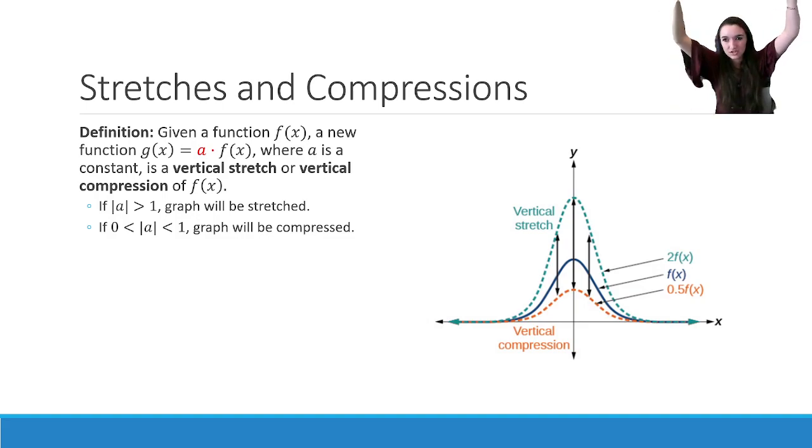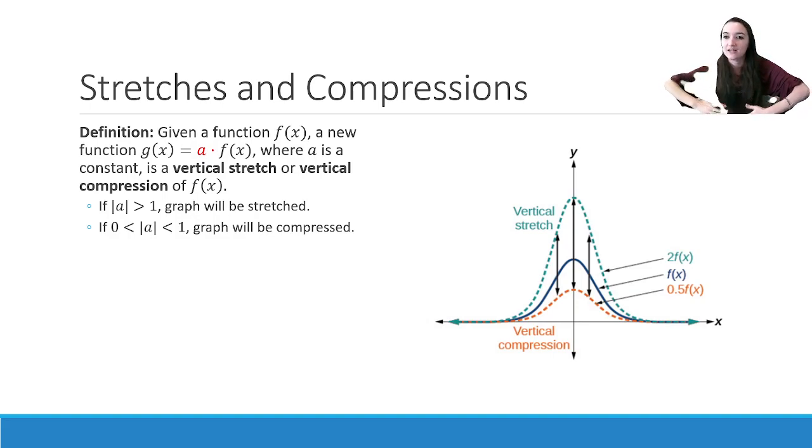Every piece of it just gets pulled upward by 2 or 7 or whatever number you're multiplying by. Or it gets pushed downward. That's what a compression is, we're just pushing everything towards the x-axis.